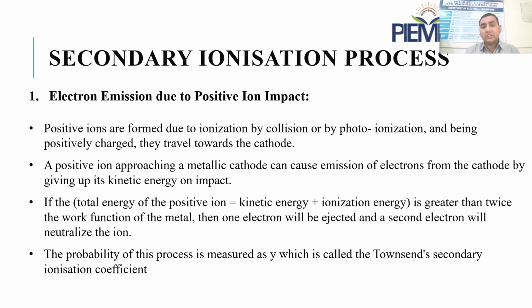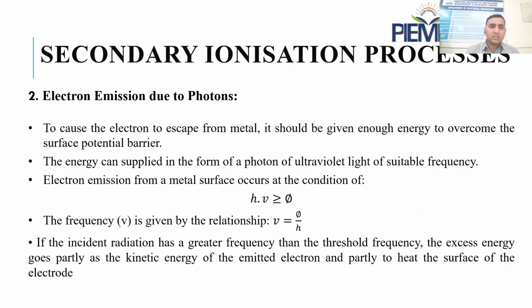Like in the first method of ionization by collision, assume a positive ion reaching the metallic cathode. This provides two things. First, it provides kinetic energy to an electron, and second, it neutralizes the ion also. The work function applies only to the metal cathode, and this acts as a secondary ionization method. First it ejects the electron, and secondly it neutralizes the ion. This process is measured by the Townsend secondary ionization coefficient: how many electrons are ejected and how many act to neutralize ions.